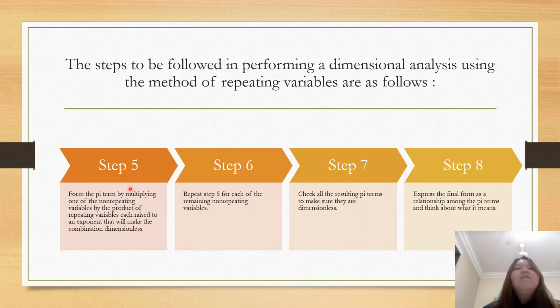Step 5. Form the pi term by multiplying one of the non-repeating variables by the product of repeating variables, each raised to an exponent that will make the combination dimensionless. Step 6. Repeat step 5 for each of the remaining non-repeating variables. Step 7. Check all the resulting pi terms to make sure they are dimensionless. And step 8. Express the final form as a relationship among the pi terms and think about what it means.